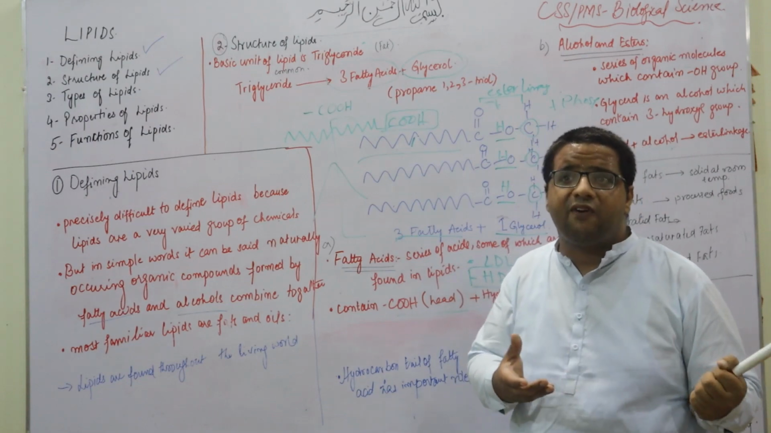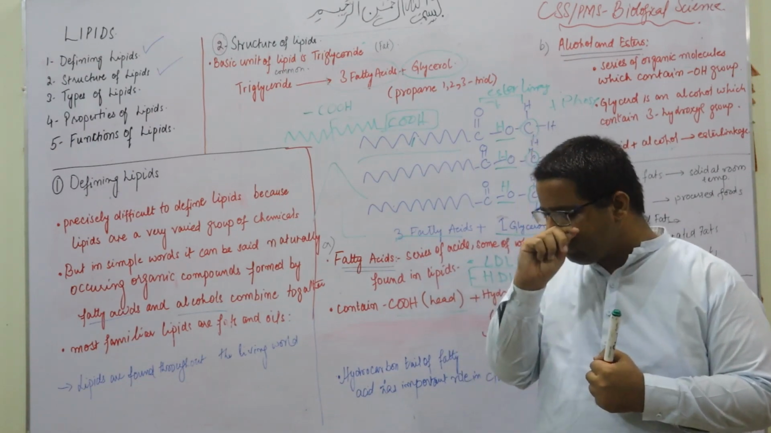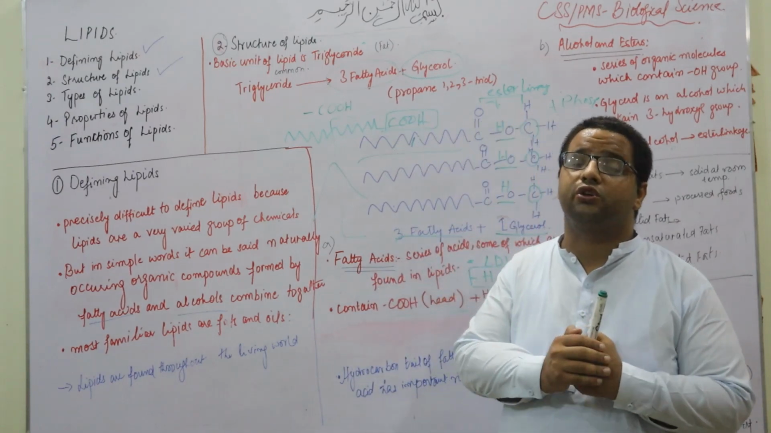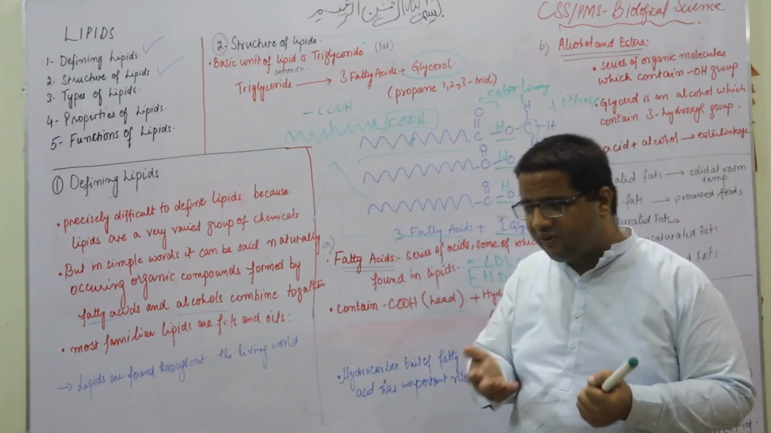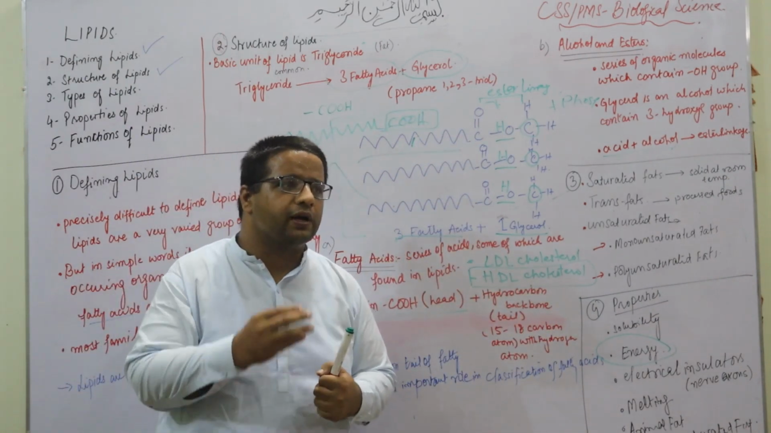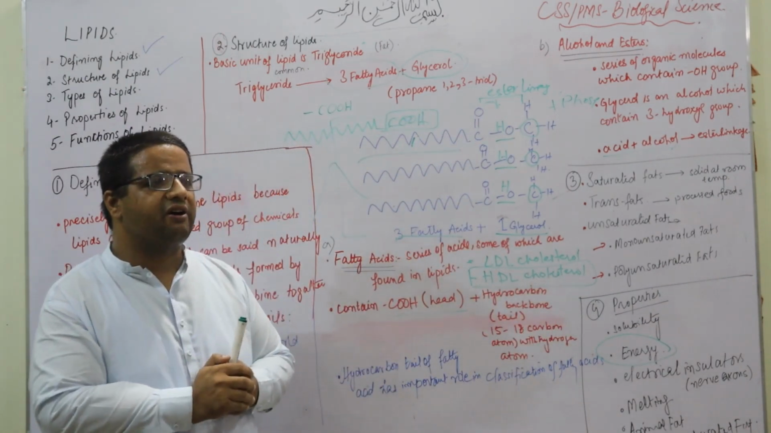Brown fat and white fat are two other concepts. Brown fat is the fat which provides insulation to your body, while white fat is the accumulator of excess triglycerides in your body. So these are the functions of lipids.